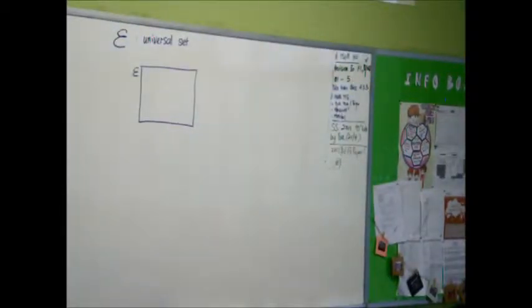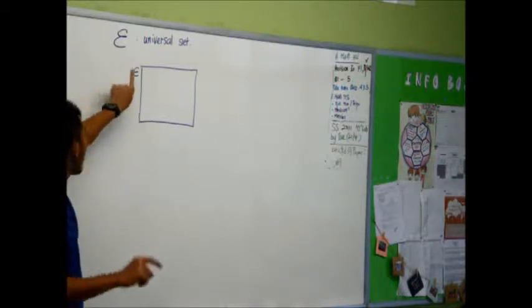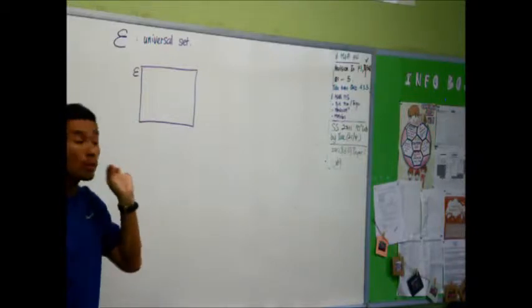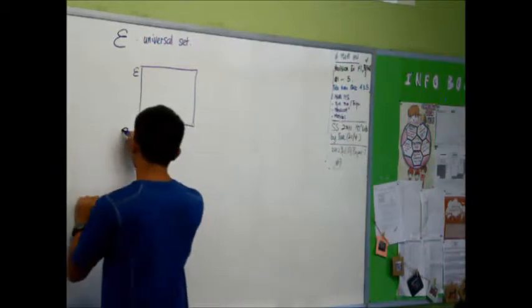Okay, as I was saying, this is what we call the universal set. This is always represented outside the rectangular box. Now, I want to define in this particular diagram what is my universal set.